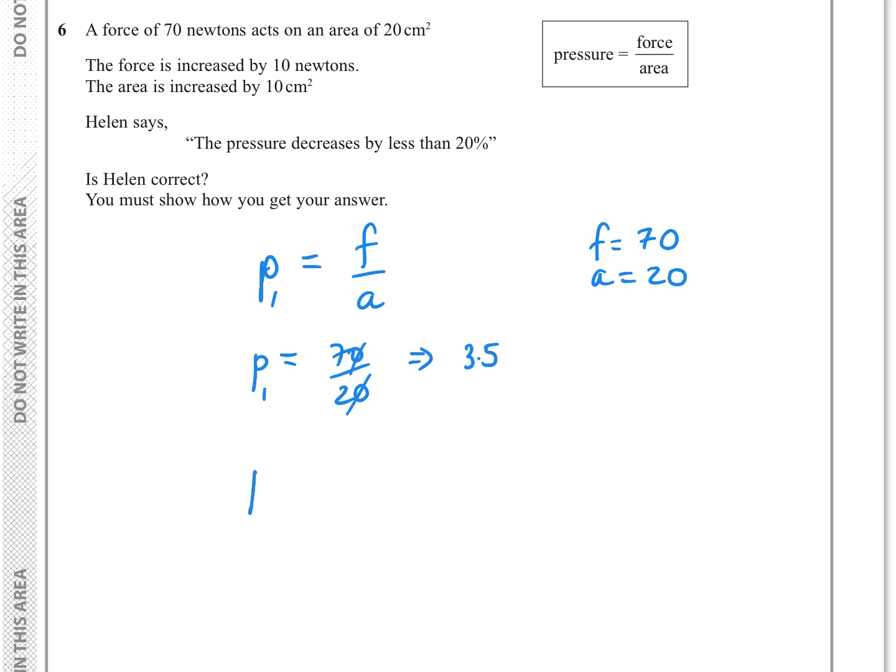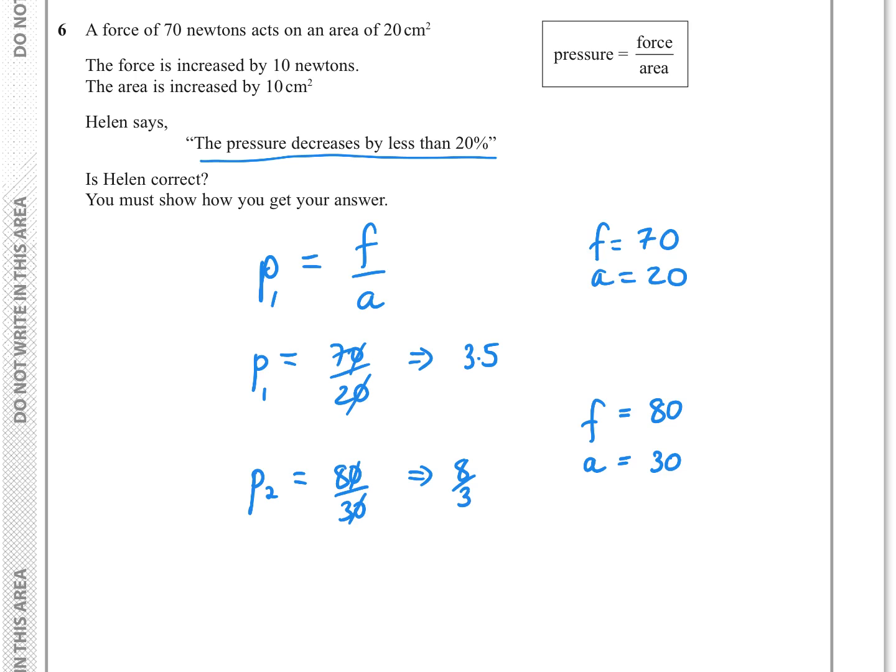Okay, so the force will now be 80 newtons and the area will now be 30 centimetres squared. So we'll have 80 over 30, which is just 8/3. We'll just leave it as that for now. Now, Helen says the pressure decreases by less than 20%.